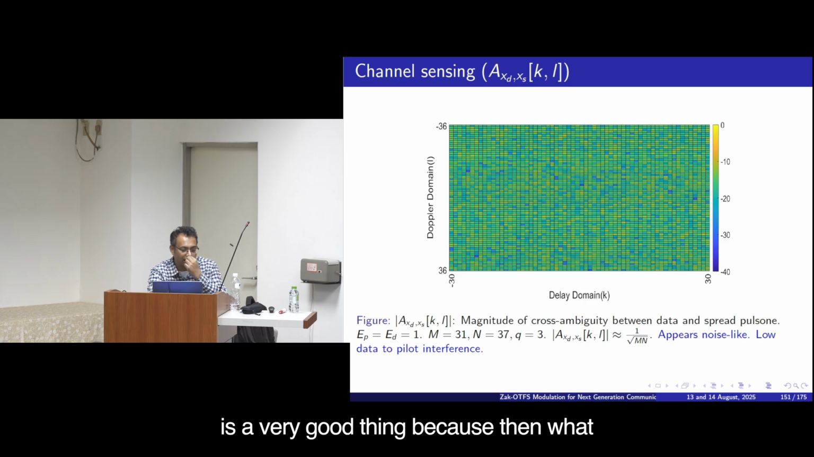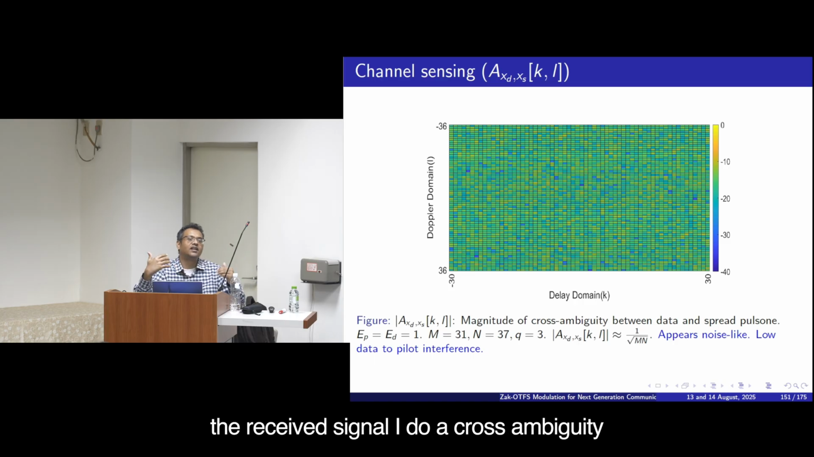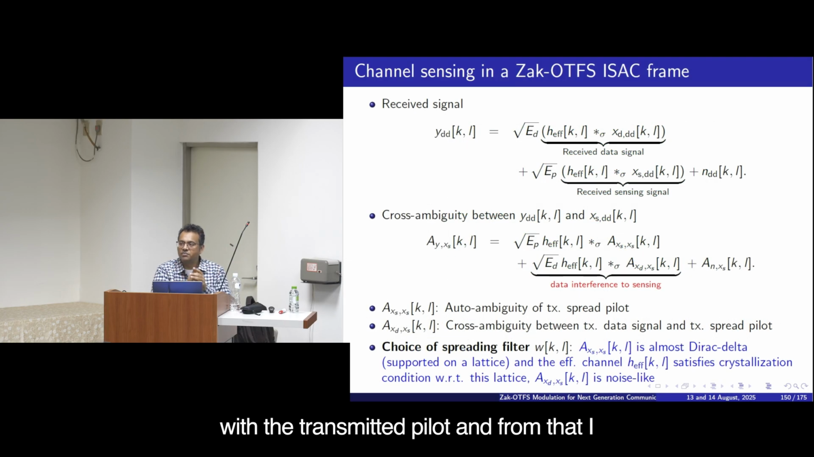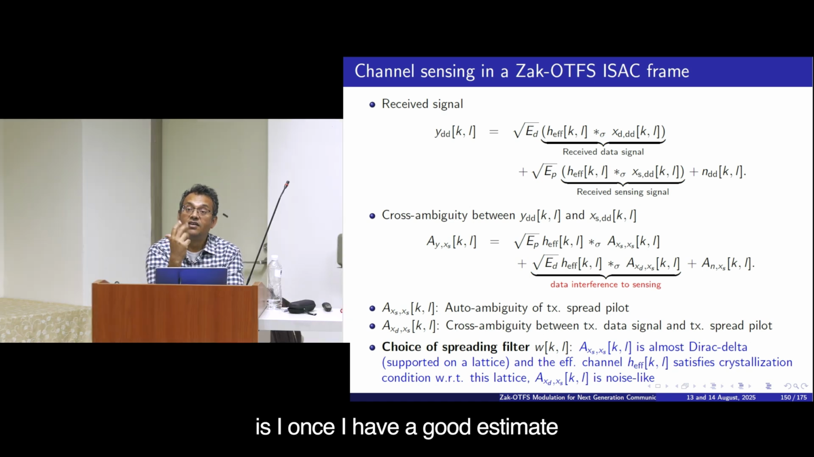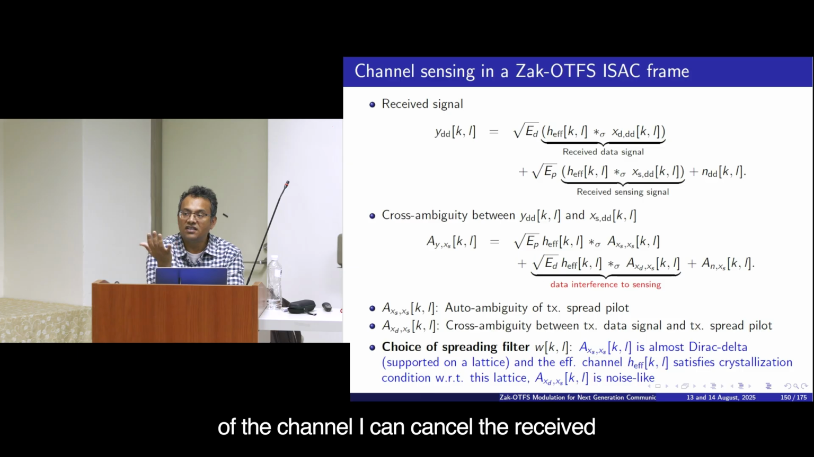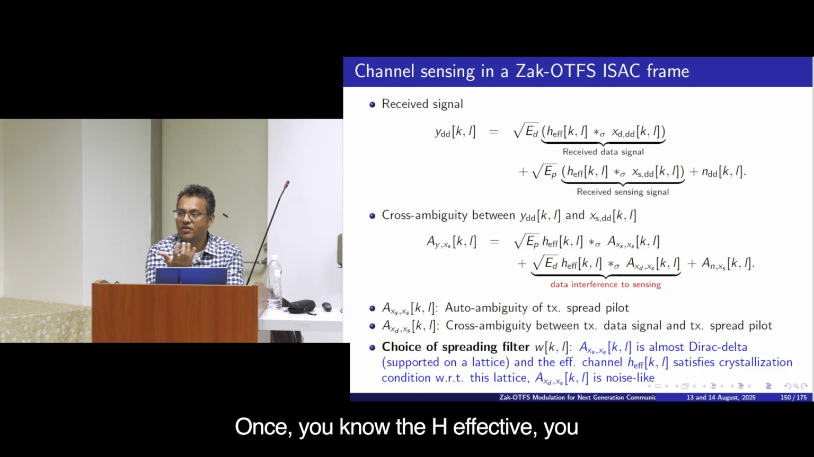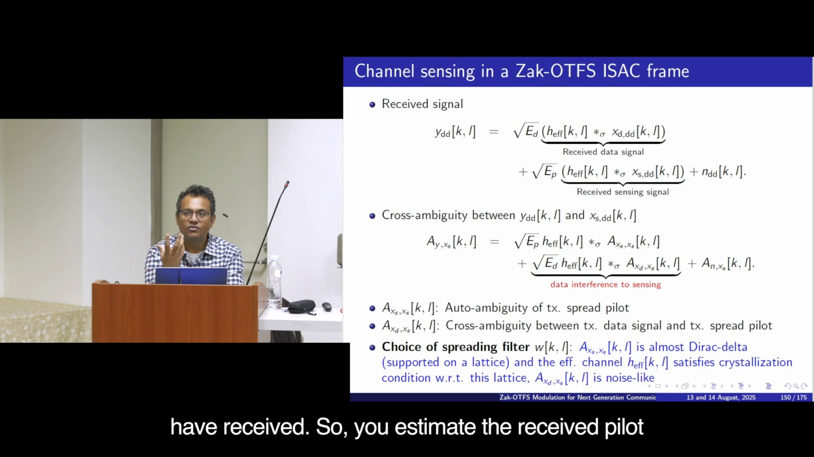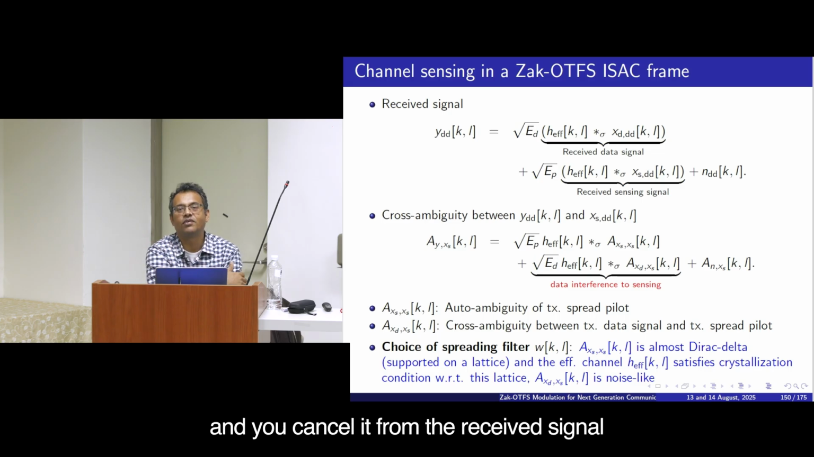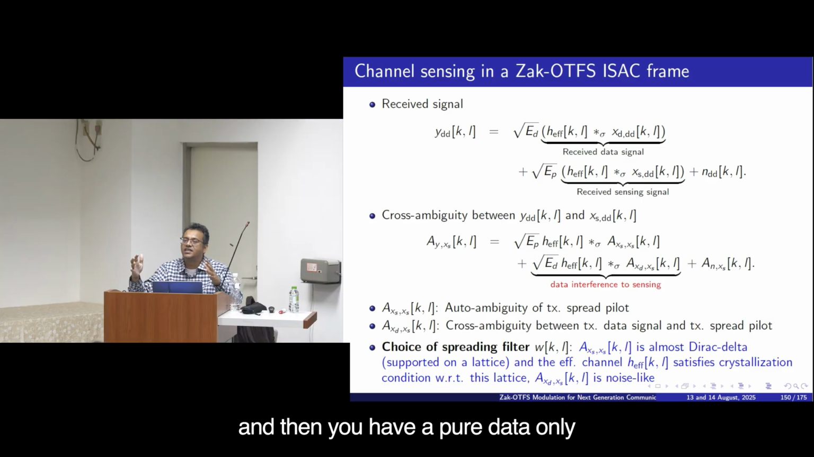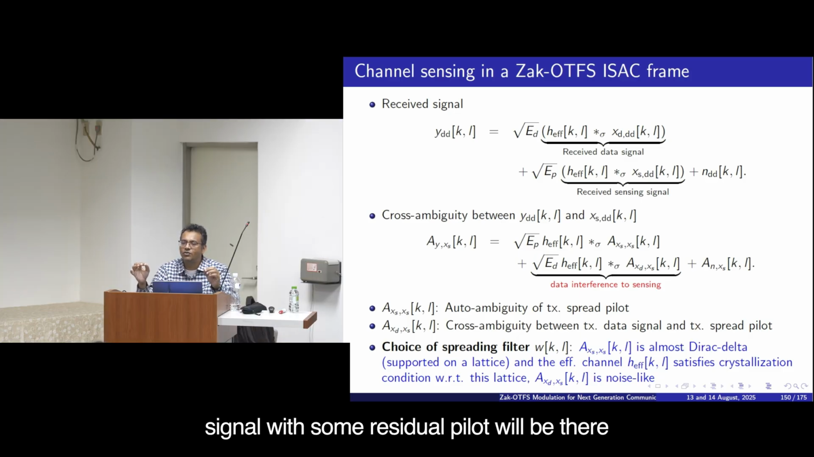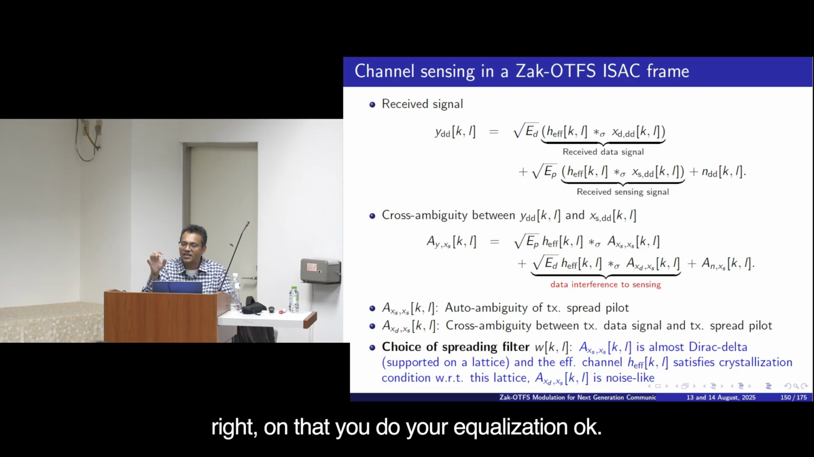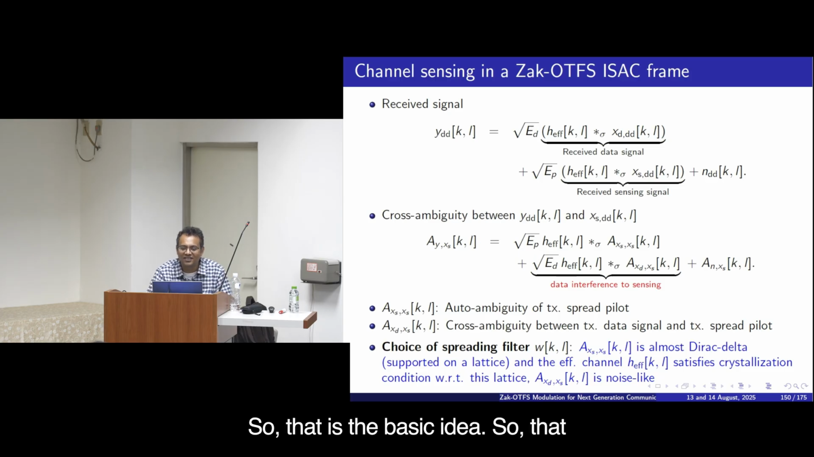That is a very good thing, because it means that from the received signal I can first do a cross ambiguity with the transmitted pilot, and from that I can estimate my channel. Once I have a good estimate of the channel, I can cancel the received pilot. Once you know the H effective, you know what pilot you would have received. So you estimate the received pilot and cancel it from the received signal, and then you have a data-only signal, with some residual pilot. On that you do your equalization. That is the basic idea.